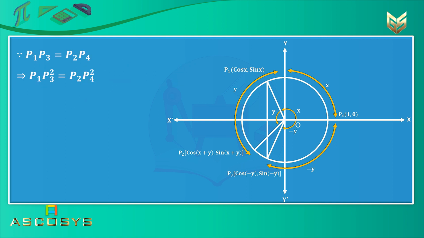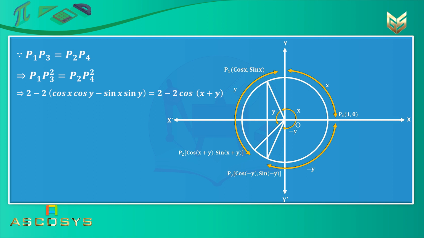Now, since P1P3 is equal to P2P4, P1P3 squared is equal to P2P4 squared. Thus, we will equate equations 1 and 2 and we will see that 2 minus 2 times (cos x cos y minus sin x sin y) is equal to 2 minus 2 times cos of (x plus y). So we can cancel the 2 on both sides of the equation, and then we are left with cos of (x plus y) equals cos x into cos y minus sin x into sin y. Thus, we have proved our identity.